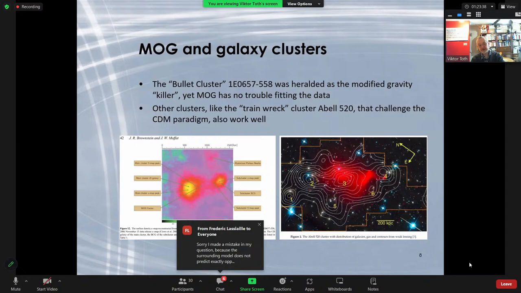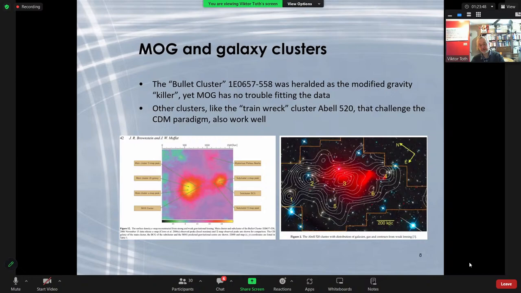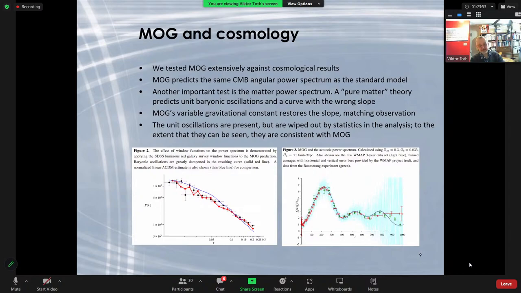So these do not seem to be significant challenges to MOG. MOG seems to work well on the scale of clusters. And going beyond clusters, that's when it gets really interesting, because there are, of course, the cosmological observations that we need to worry about, which is the matter power spectrum, the large scale statistical distribution of matter in the cosmos, and also the angular power spectrum of the CMB. And it turns out that on both counts, MOG behaves pretty well.